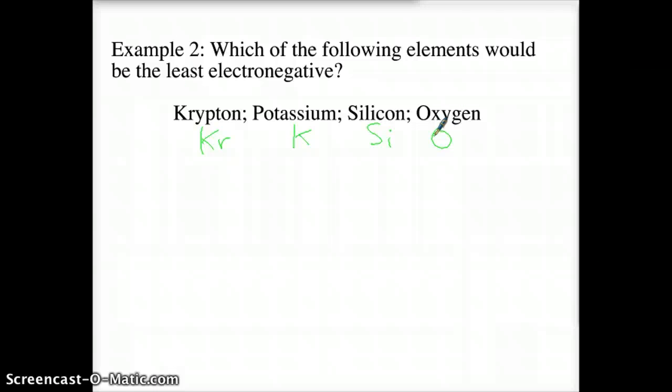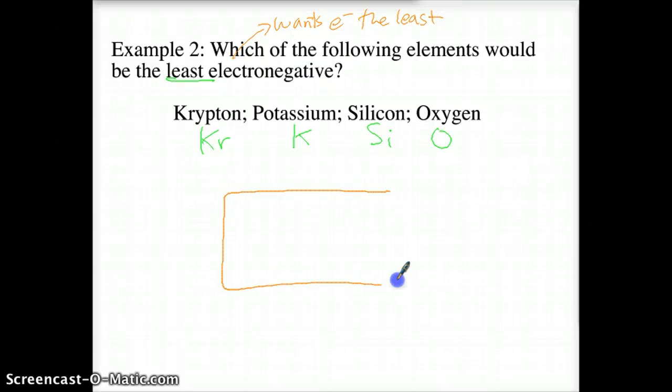So we're trying to find the element that's the least electronegative. So refresher, what does that actually mean? It wants electrons the least. Or another way of saying that is it doesn't really want electrons at all. Which of these elements doesn't really want to gain electrons? So let's find these four elements on the periodic table: krypton, potassium, silicon, and oxygen. If you do, you'll notice that krypton's here roughly, oxygen's here, silicon's here, and potassium's here.